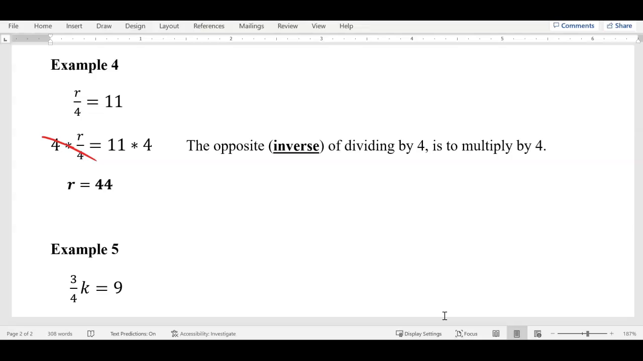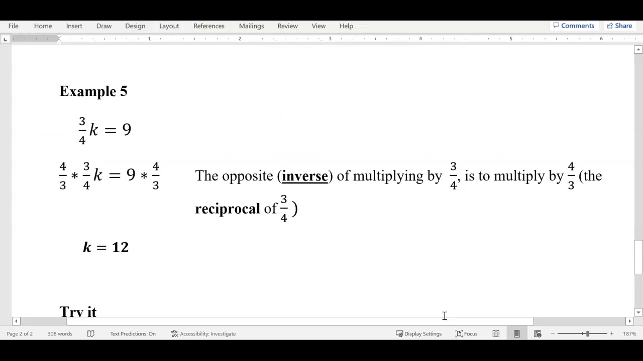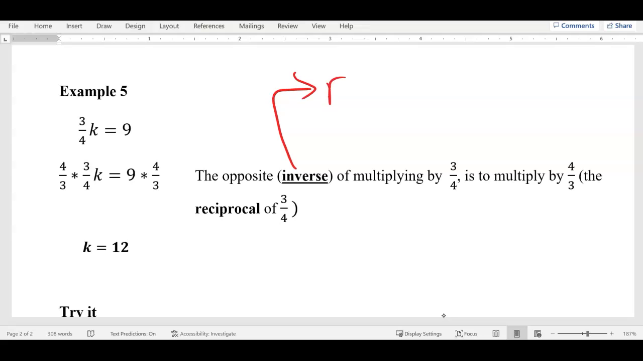Now, stay with me. This is the trickiest one. What if there's a fraction? So, 3 over 4 is in front of k. I know I have to do the opposite, but what's an opposite of a fraction? So let me tell you. The inverse of a fraction is what we call the reciprocal. Can y'all write this down for me? Reciprocal. Which means all you do is flip it.